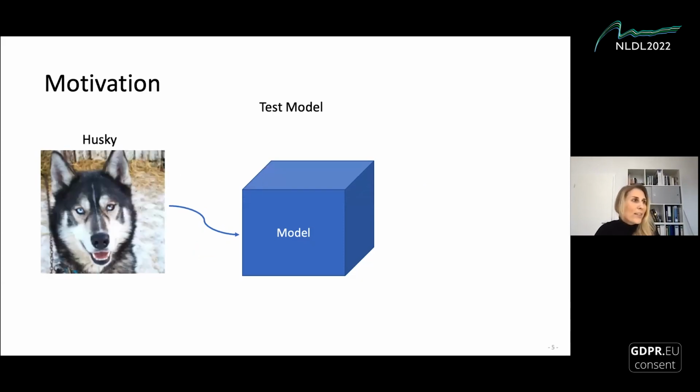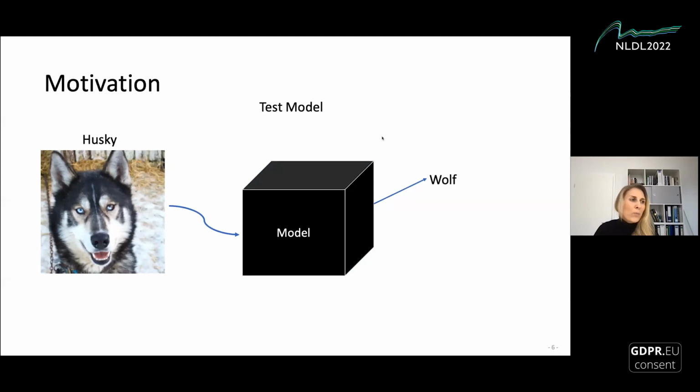Fine. Now in our test phase, we have this image of a husky and we put it in our model. And the model says it's a wolf. I mean, obviously, it's not a wolf, right? And we want to know why the model makes this wrong prediction. But when we ask the model why, it just behaves like a black box. So we have no clue why the model decides for the class wolf.